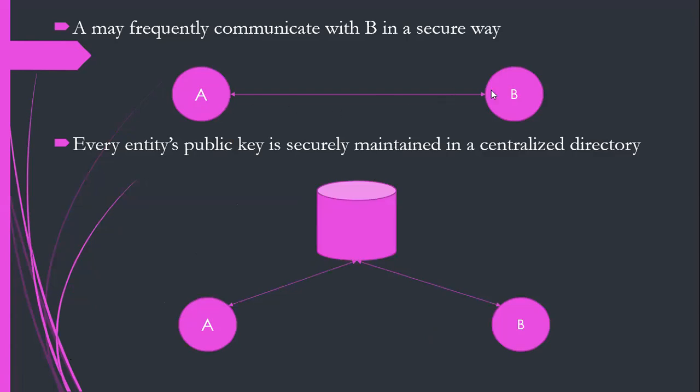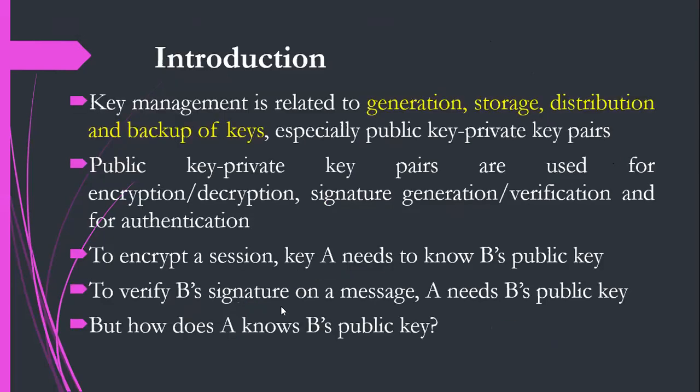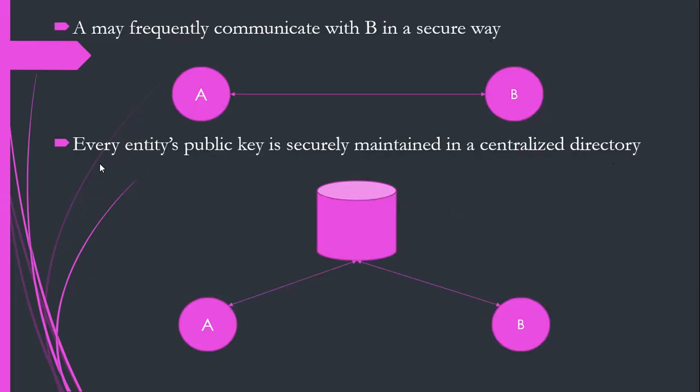So here are two communicating parties, A and B. A may frequently communicate with B in a secure way. That is the basic understanding. In the next diagram, see here, every entity's public key is securely maintained in a centralized directory. We are addressing the question, how does A know B's public key? Every entity means the users, either A or B. So now we refer to A and B as entities. So every entity's public key.